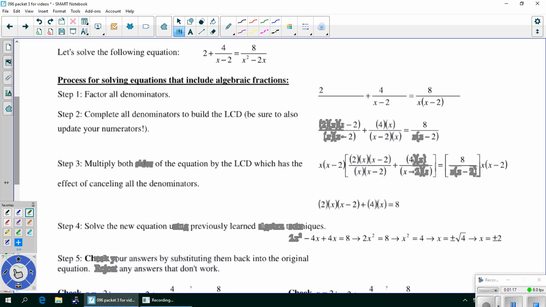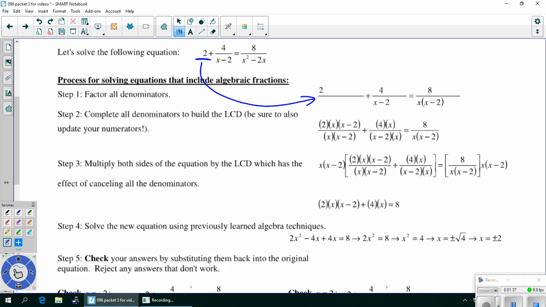Okay, let's solve this equation. 2 plus 4 over x minus 2 equals 8 over x squared minus 2x. Okay, step 1, written here on the left in English, factor all denominators. This first term is a 2, it has an invisible 1 as a denominator. So I'm just going to give myself some space to fill in. Put the 2 on the top, and you could put the 1 on the bottom if you want, but we're going to fill in that blank space soon enough.